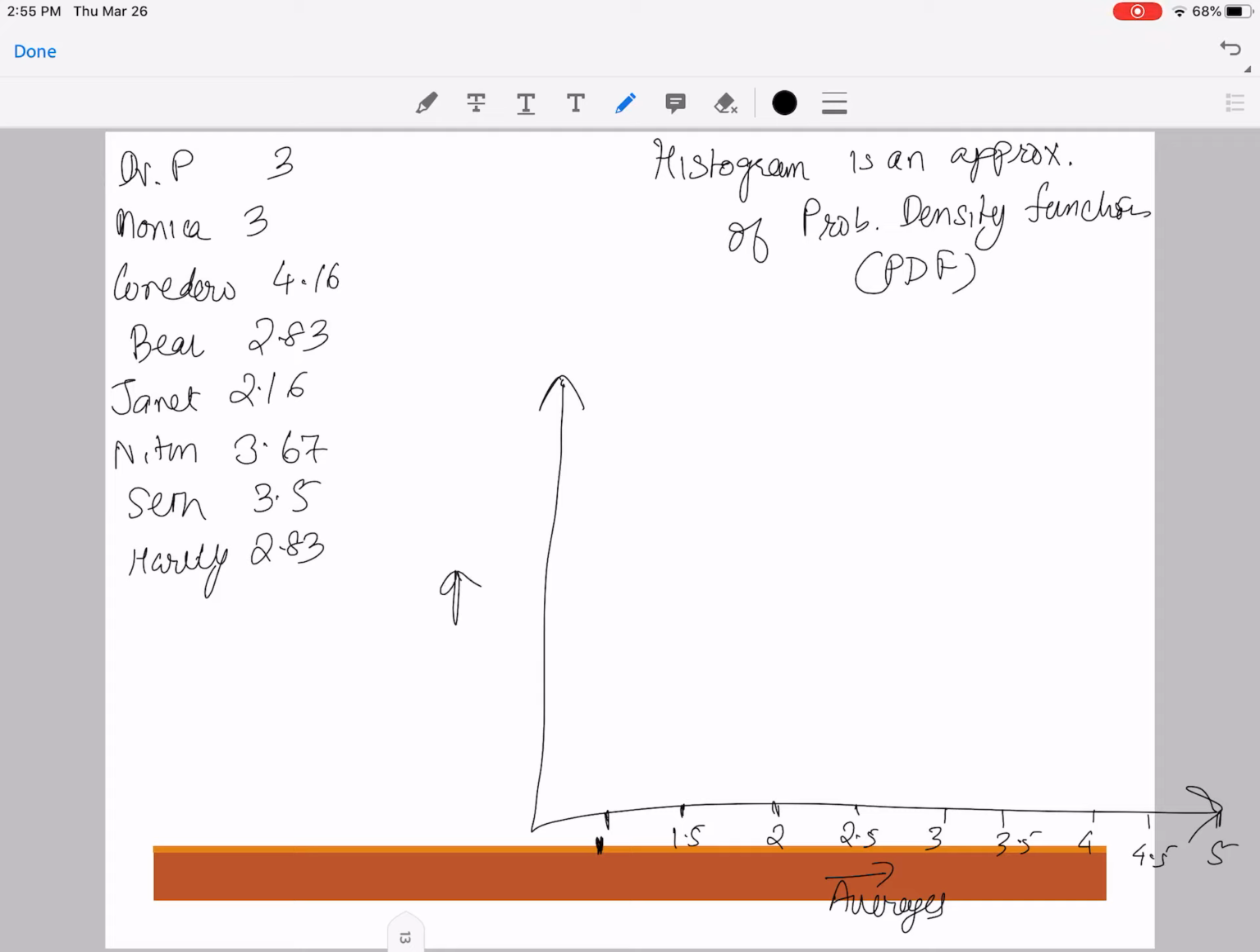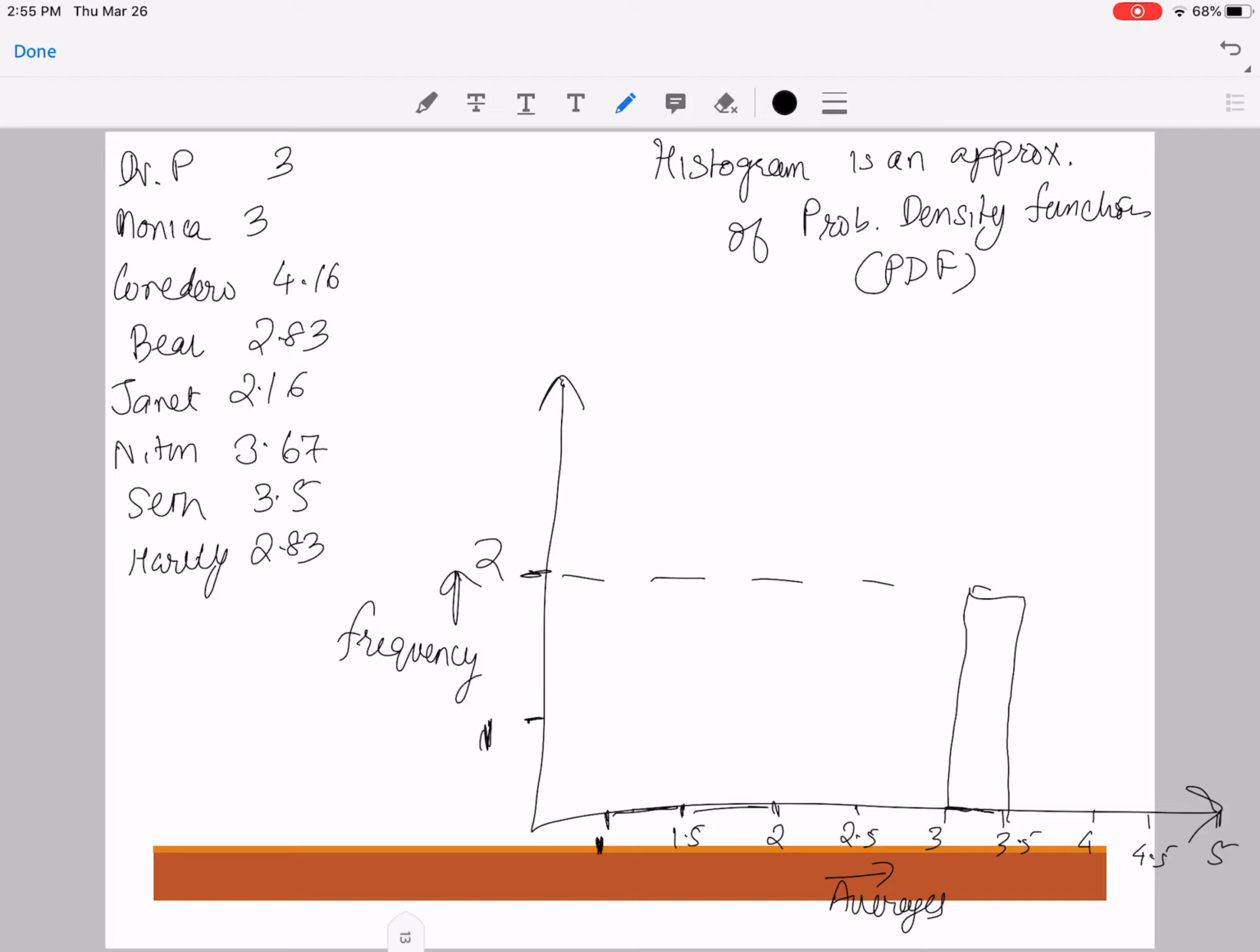And on the y-axis, I'll have the frequency. So I'll find out how many points are there in each of these intervals, and I'm going to plot their respective frequencies. Okay, so Dr. P and Monica, both of them got average as 3. So both Monica and I belong to this interval. So I will draw a bar here towering to the value 2.